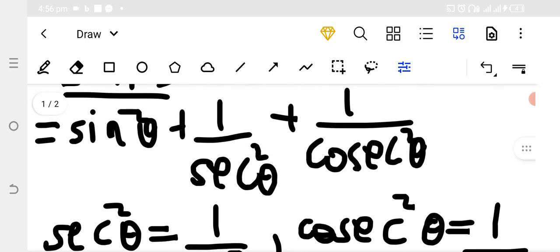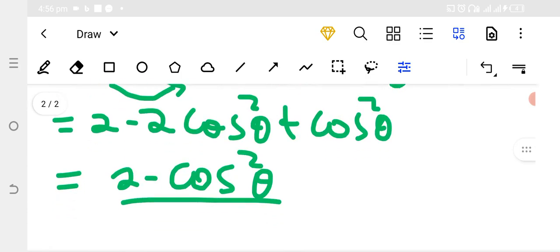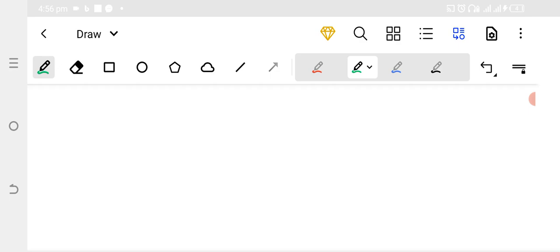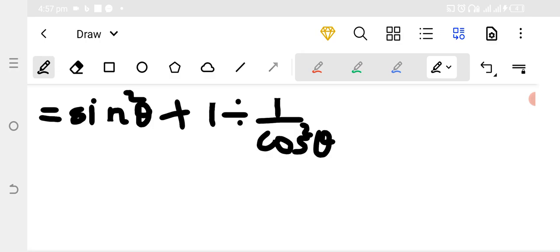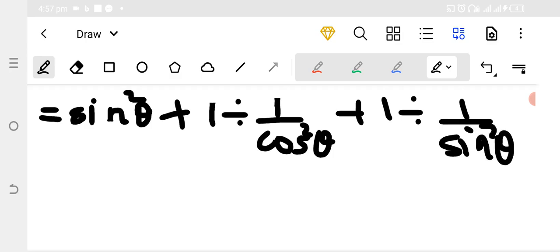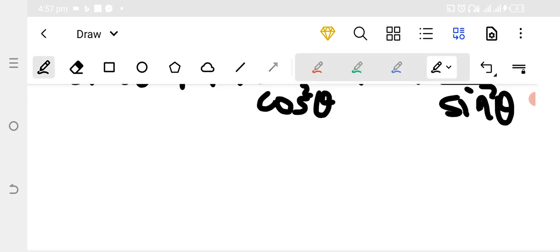But we ended here where I said is equal to sine theta squared. Okay, so I was saying that is equal to, let me write this in small ink so I don't run out of space. So is equal to sine theta squared plus we said 1 over sec theta squared, and we know sec theta squared is 1 over cos theta squared. So I write it like this. Say 1 divided by 1 over cos theta squared, then plus 1 divided by 1 over sin theta squared to mean cosec theta squared. Then you would say is equal to sin theta squared, like that.